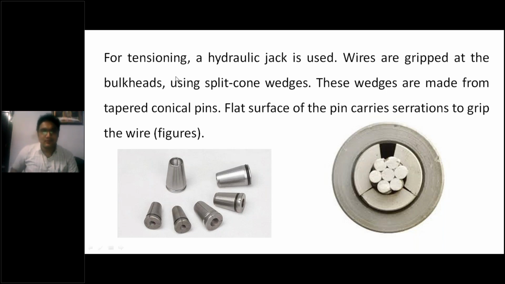So here what is the statement? For tensioning, the hydraulic jack is going to be used. Wires are gripped at the bulkheads using split cone wedges. What do you mean by split cone wedges? Every wedge is split into 2 to 3 pieces. So these wedges are made from tapered conical pins.